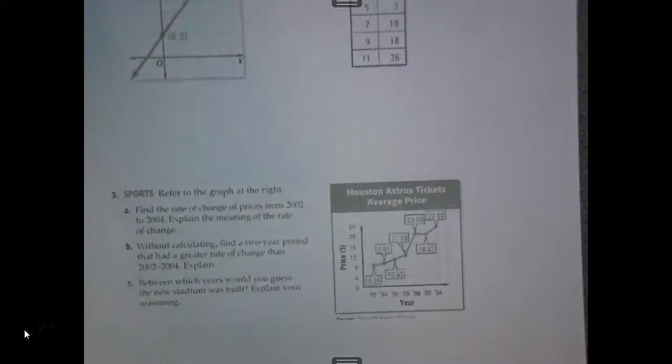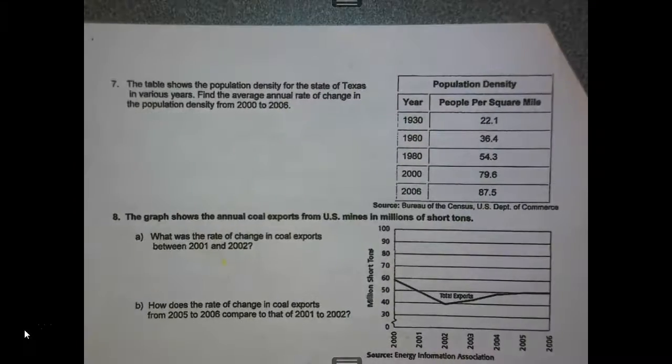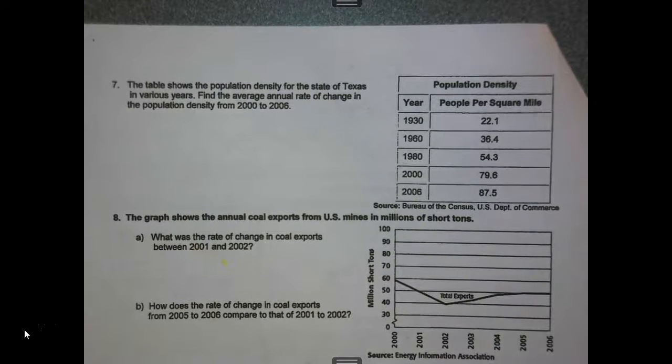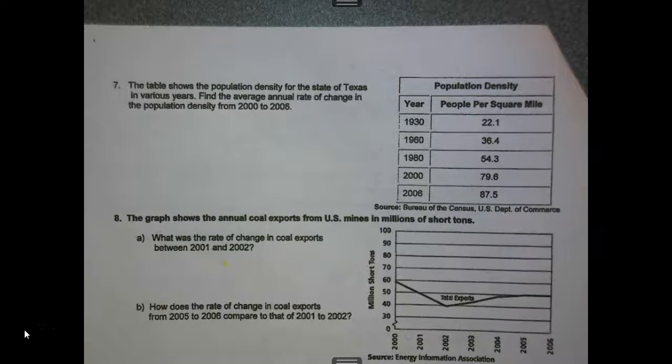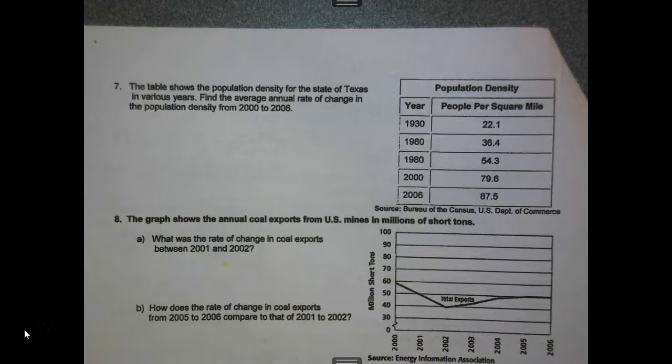All right, number 7. Okay, number 7. The table shows the population density for the state of Texas in various years. Find the average annual rate of change in the population density from 2000 to 2006.